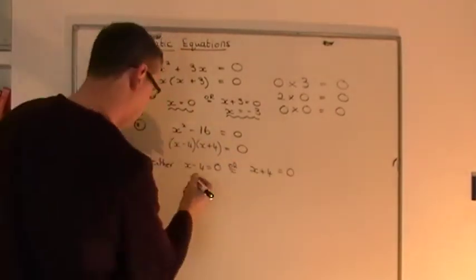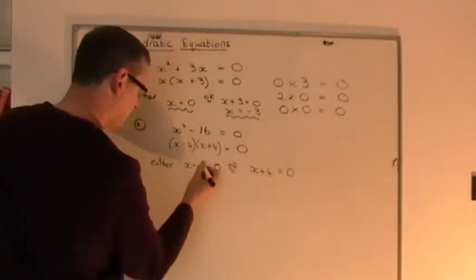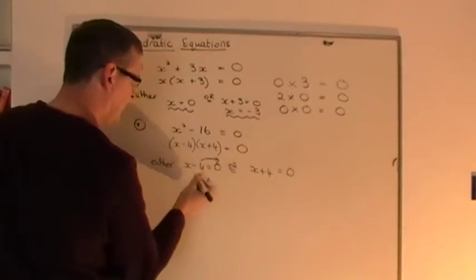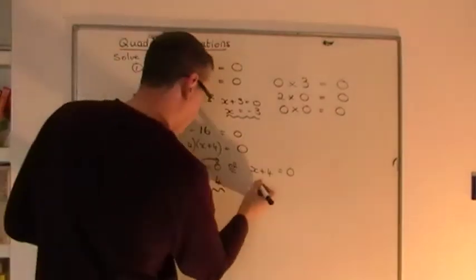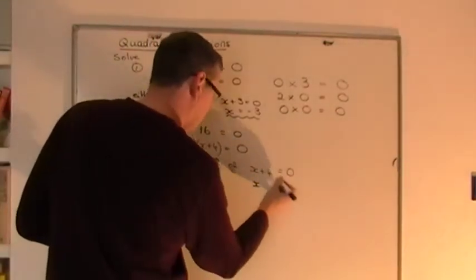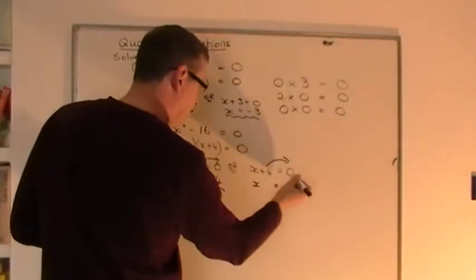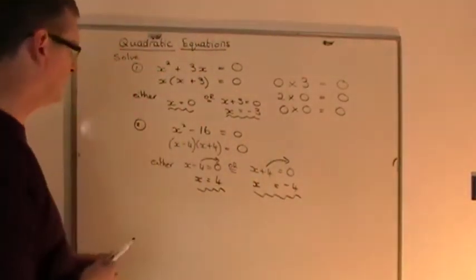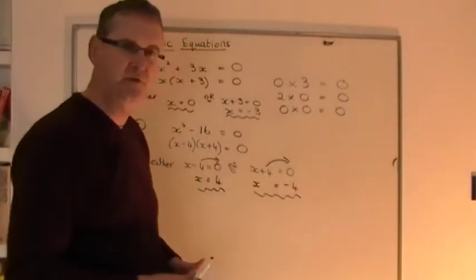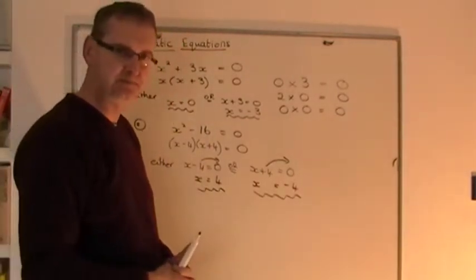separate x values. So this one here will be x equals, take the minus 4 to the other side, you get 0 plus 4, which is 4. Or x, leave it where it is, take the plus 4 to the other side, you get 0 minus 4. And there is the second answer. So 4 or minus 4 are the answers.